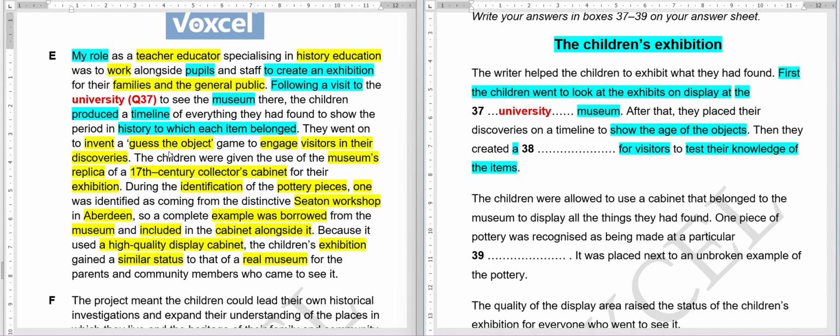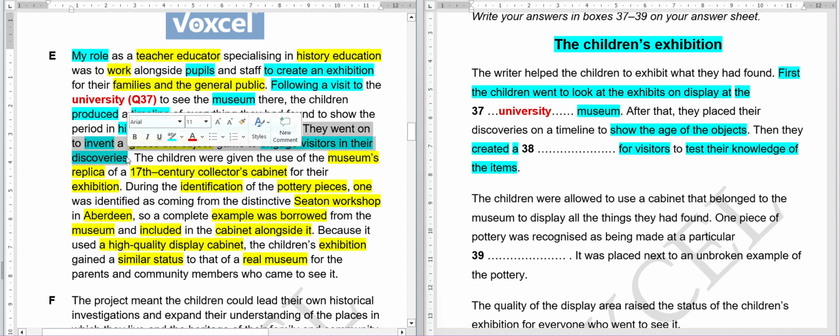Okay, so let's see. So they went on to invent. So here, oh, sorry about that, let me do this. So here they're saying created, and for created they have used invent. So they went on to invent a guess-the-object game to engage visitors in the discovery. So they're trying to engage the visitors in the discoveries. So obviously our answer is in this particular sentence, and the time starts now.